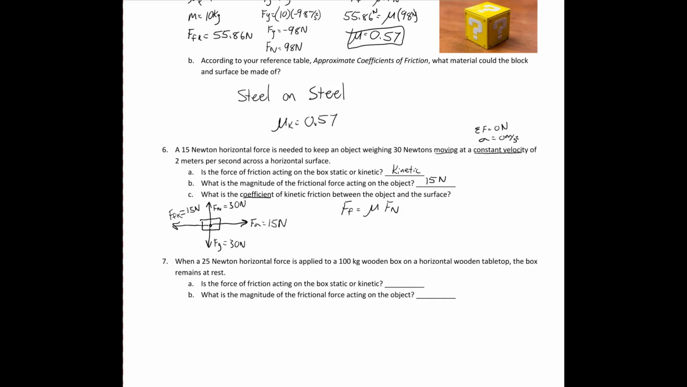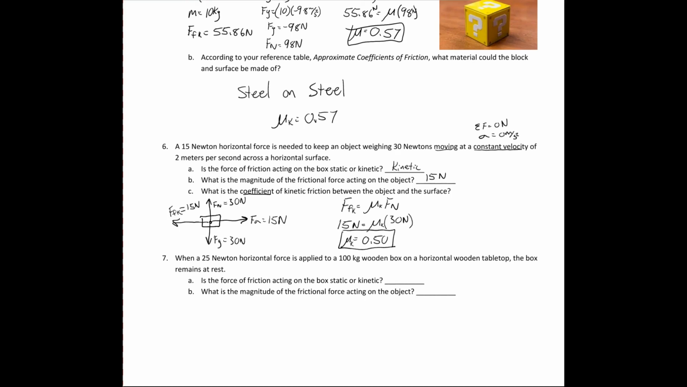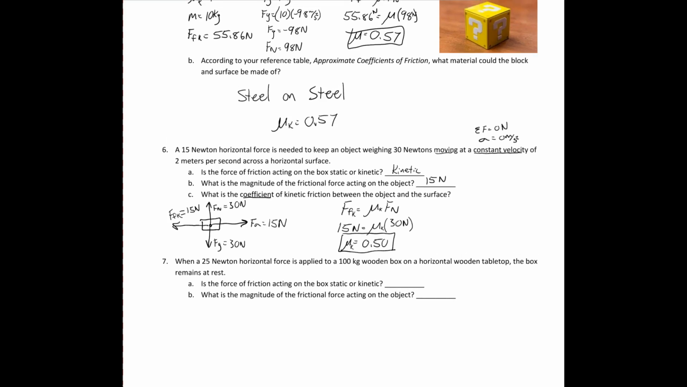This was a very scaffolded question. B tells you that the frictional force is 15 newtons, and mu is what we're looking for. And the normal force is equal to the weight, 30 newtons. So the coefficient is just 15 divided by 30, which is 0.50. And there's no units. So that's the kinetic coefficient. We know it's kinetic because it's moving. All right, number 7.